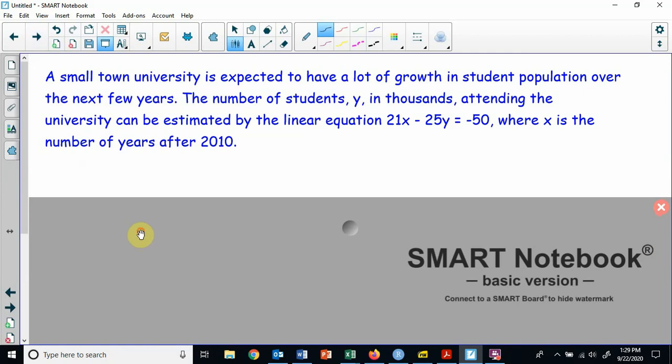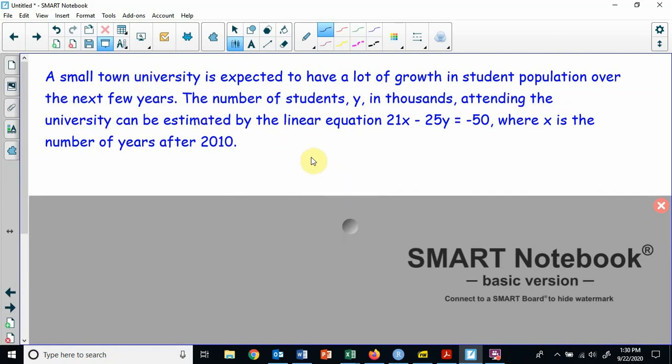So let's read the word problem first. So it says a small town university is expected to have a lot of growth in student population over the next few years. So that sets us up. But none of that really contains any math yet. So let's keep reading. So the number of students, y, in thousands, attending the university, can be estimated by this linear equation right here, where x is the number of years after 2010. Okay, so that seems nice. We have some information there. Notice there's no question because this is not truly a word problem.